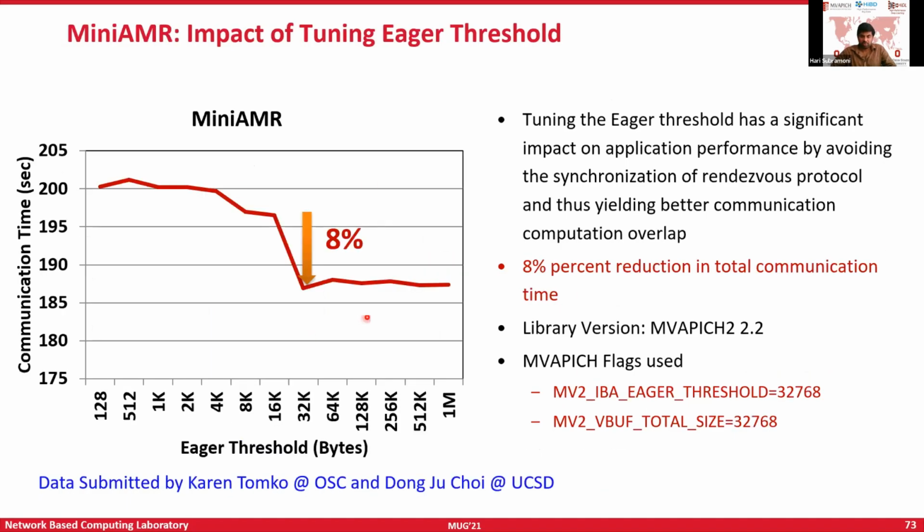And the same for the miniAMR application. By pushing the eager threshold beyond, let's say, 32K for this particular problem size, we are able to reduce the overall communication time by 8%. So if you are using any applications which use a lot of non-blocking point-to-point operations, then this is something that I would definitely suggest trying to tune to see if it leads to improved communication performance.